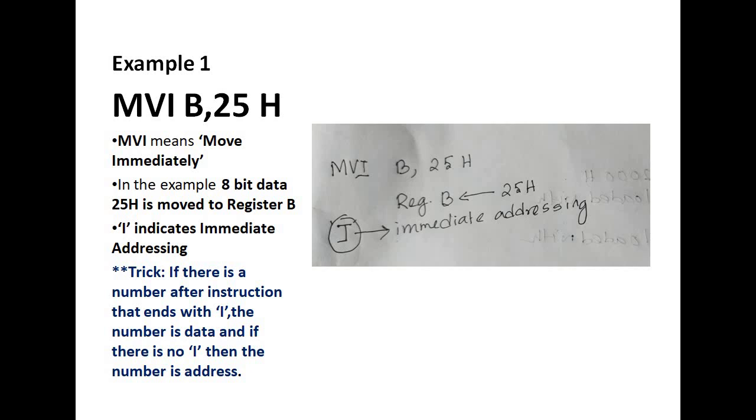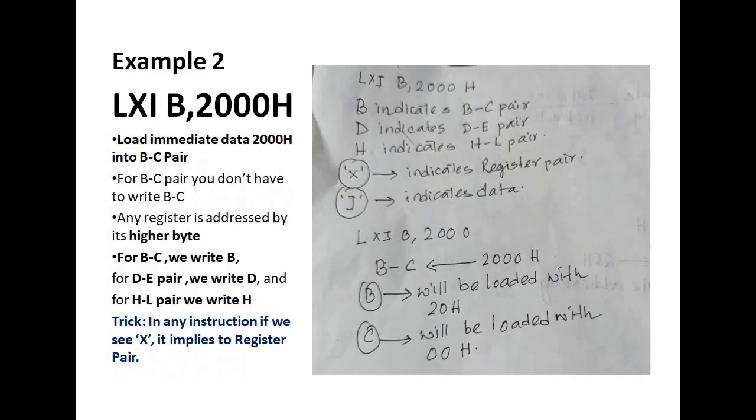Okay, now let us go to the second example. Now see here, LXI B, 2000H. LXI B means load immediate data 2000H into the BC pair. What does this instruction mean? Load immediate data 2000H into the BC pair. Now, what to load?